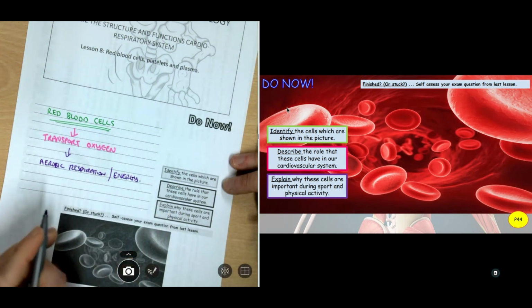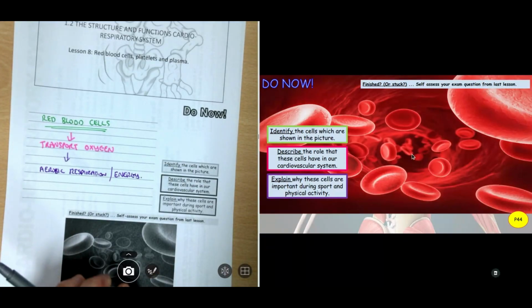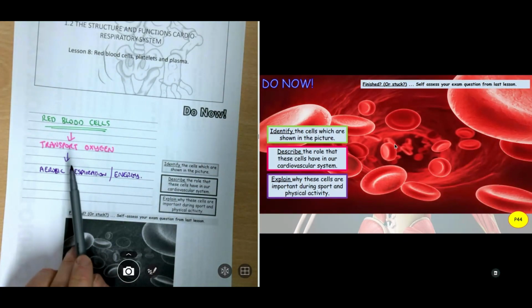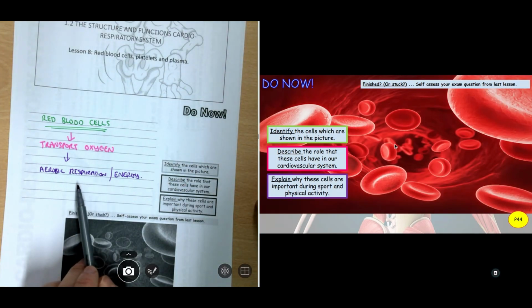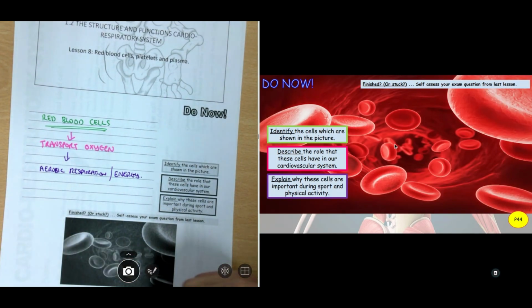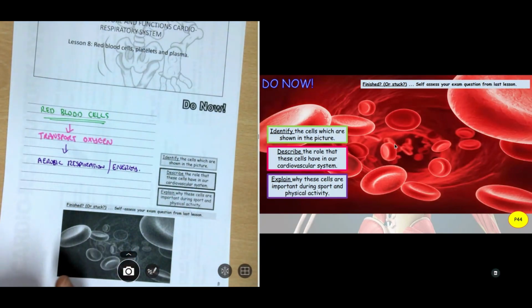Okay, been really simple with this. As in the picture, they're showing red blood cells, obviously under a microscope. The job of red blood cells is to transport oxygen. The importance for sport and physical activities, for aerobic respiration. We obviously need that for energy.